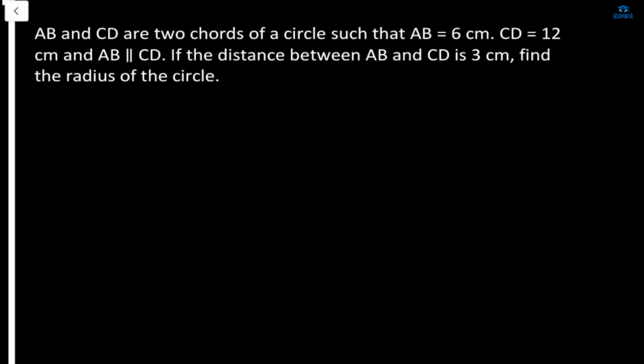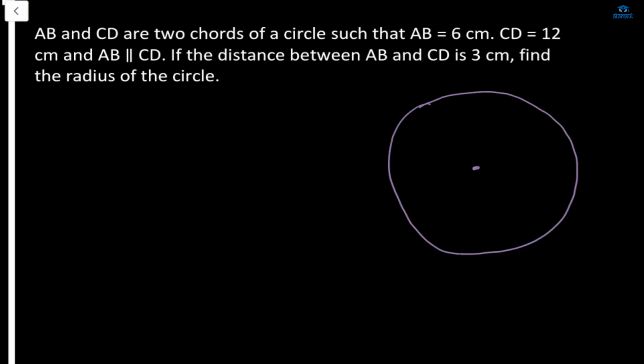See, we have a circle. First of all, we need to draw a circle. Now it is saying that AB and CD are two chords. So we have two chords, AB and CD of a circle, such that AB is equal to 6 centimeter, CD is equal to 12 centimeter. In a circle, you have to remember the chord which is smaller is away from the center, and the chord which is greater is near to the center. So if I'm marking the center here, the chord CD will be near to the center and chord AB will be away from the center.